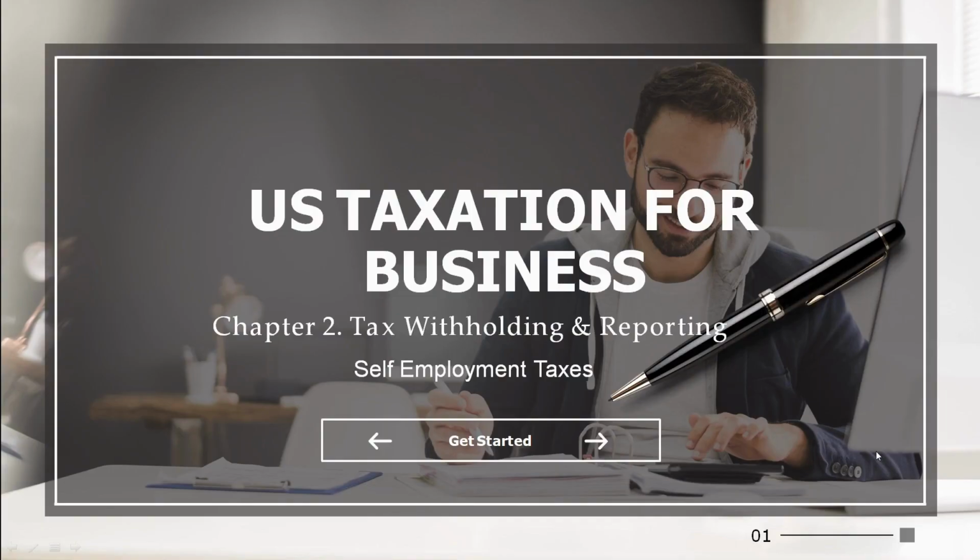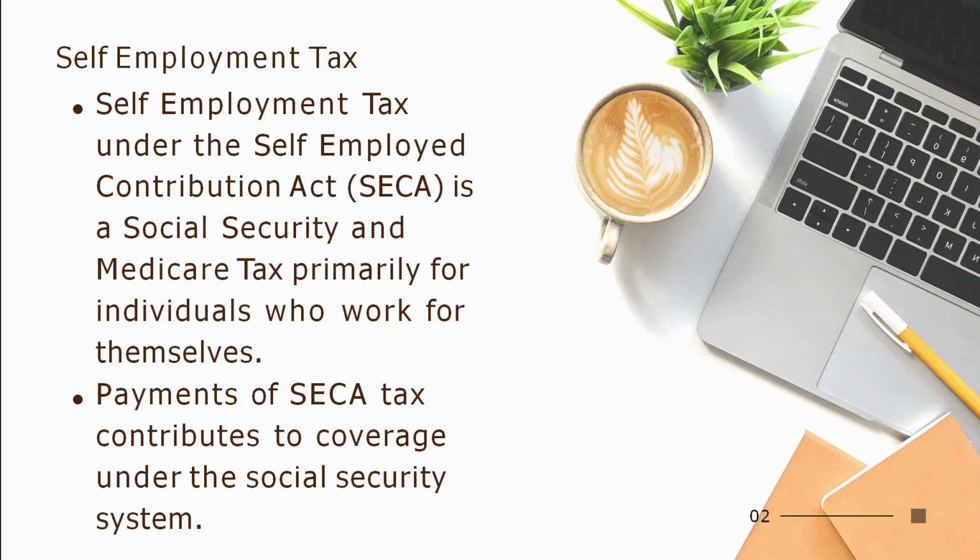Chapter 2, Tax Withholding and Reporting. The first topic that we will cover under this chapter is self-employment taxes. Self-employment taxes are under the Self-Employed Contributions Act, which is basically a Social Security and Medicare tax primarily for individuals who work for themselves. Income earned as an employee or as a notary is not covered under this.